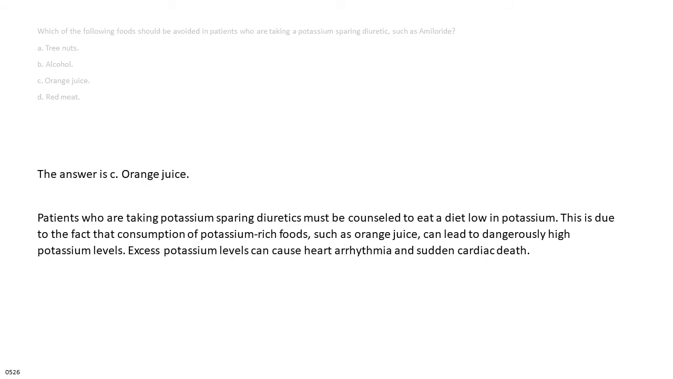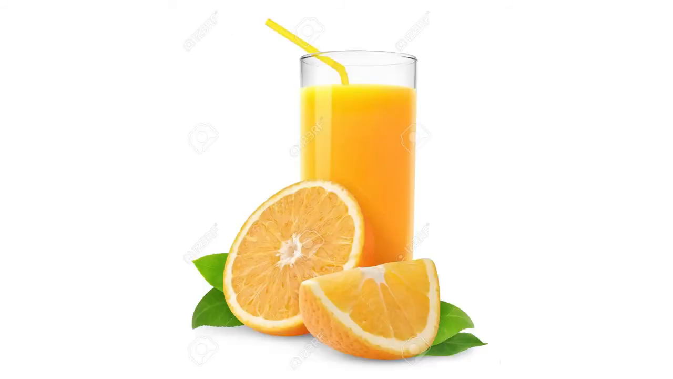Patients who are taking potassium-sparing diuretics must be counseled to eat a diet low in potassium. This is due to the fact that consumption of potassium-rich foods, such as orange juice, can lead to dangerously high potassium levels. Excess potassium levels can cause heart arrhythmia and sudden cardiac death.